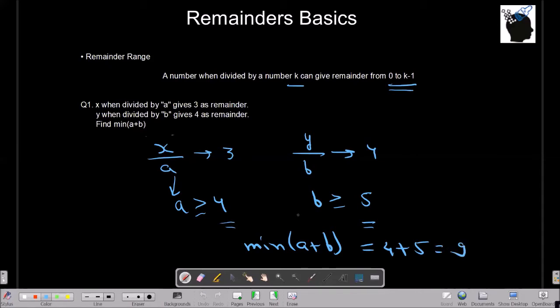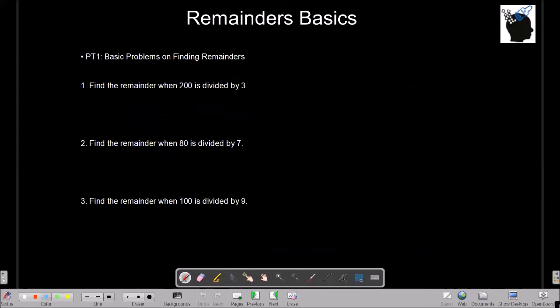Now that we know basics of remainders, let's go through a couple of problem types. So the first problem type is on basic problems on finding remainders. Let's try the first one. Find the remainder when 200 is divided by 3.